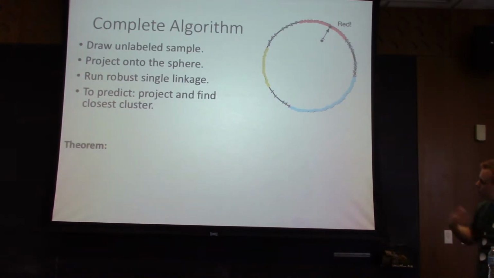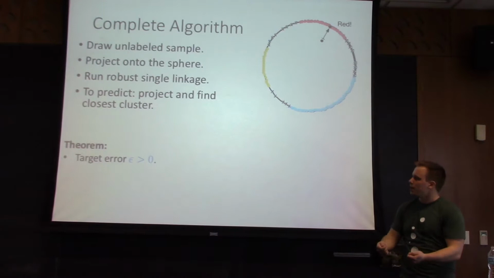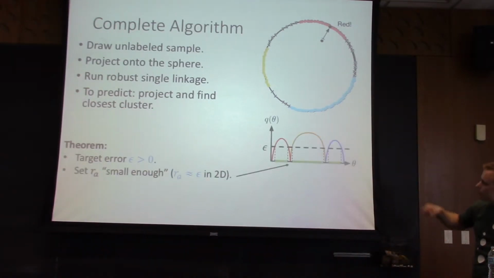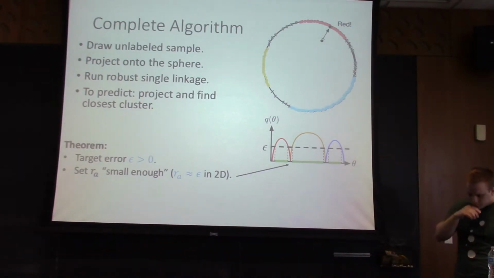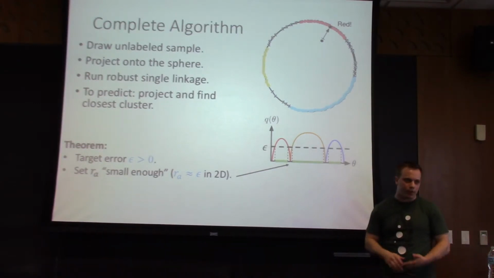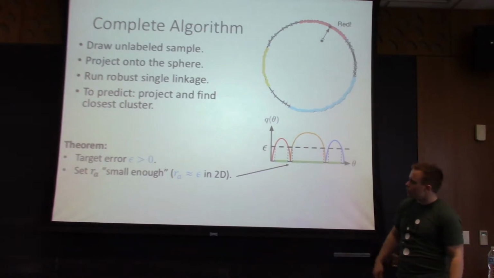Okay? And so what can we say about this algorithm? So if you have some desired target error rate epsilon, so you'd like to find a classifier that has at most epsilon probability of making a mistake, then we're going to look at the epsilon level set of the projected density. And so the only tricky part is figuring out how to set all the parameters. And it turns out of the parameters, the only one that's hard to set is the activation radius.